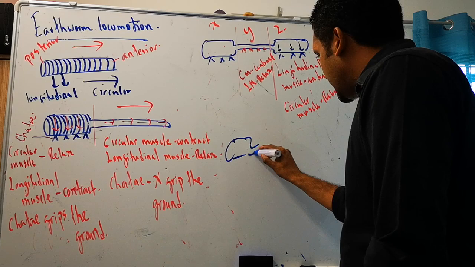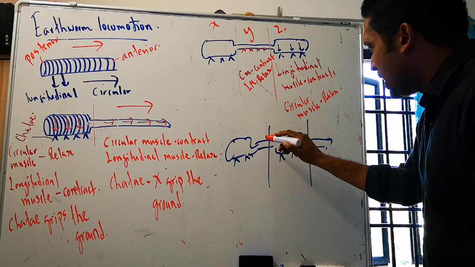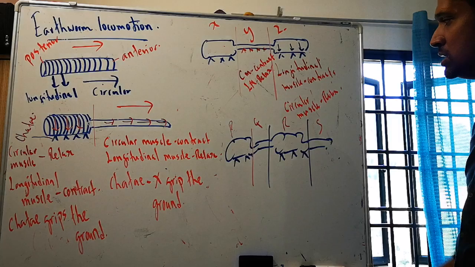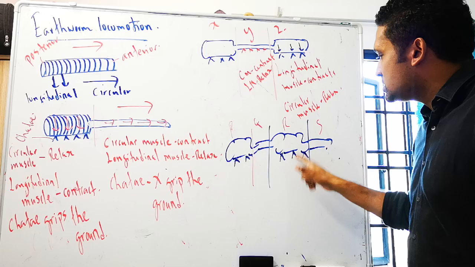So earthworm, now we have four parts, right? Here there is chaetae gripping. So you explain part by part. The part where there is chaetae gripping is P, no chaetae gripping is Q, R, S. So whenever there is chaetae gripping, longitudinal muscle contracts, circular muscle relaxes. When the body gets pulled forward, circular muscle contracts, longitudinal muscle relaxes. P and R are the same, Q and S will be the same.